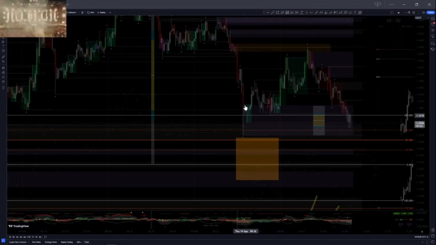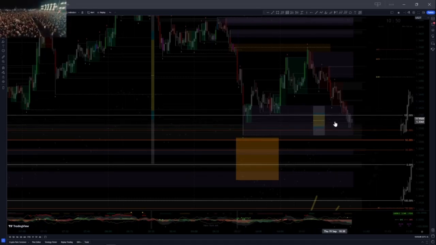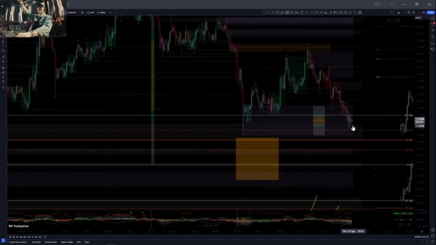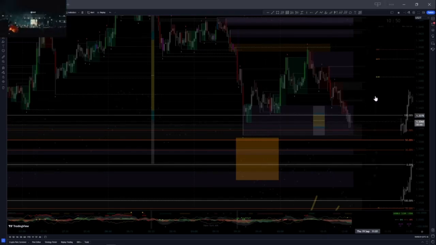Let's see if we can close over 50 of the wick. A full body close, no? A full candle close, not just a body.